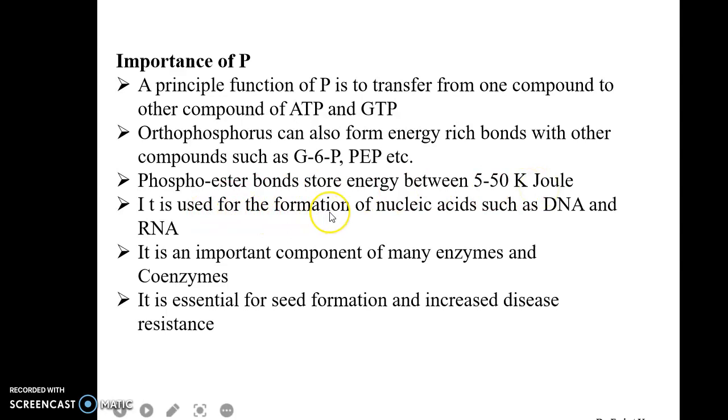It is also used for the formation of nucleic acids such as DNA and RNA. It's an integral part of these compounds. It is also an important component of many enzymes and coenzymes. It also serves an essential role in seed formation and increases seed resistance.